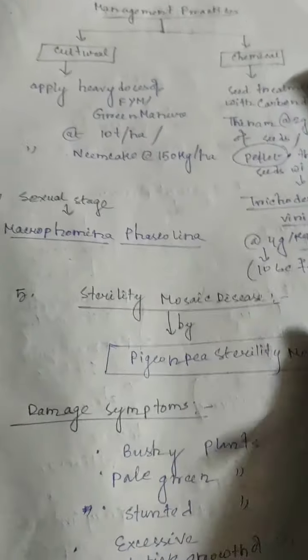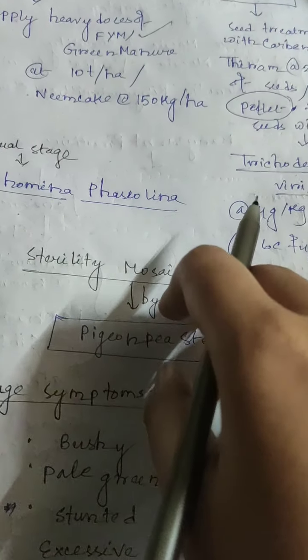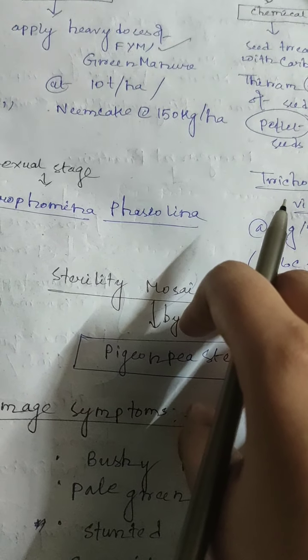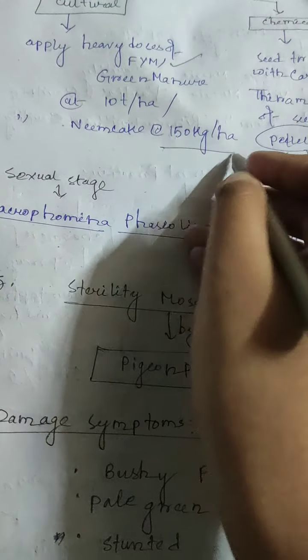Management practices: cultural: apply heavy doses of farmyard manure or green manure at the rate 10 tons per hectare or neem cake at the rate 150 kg per hectare.